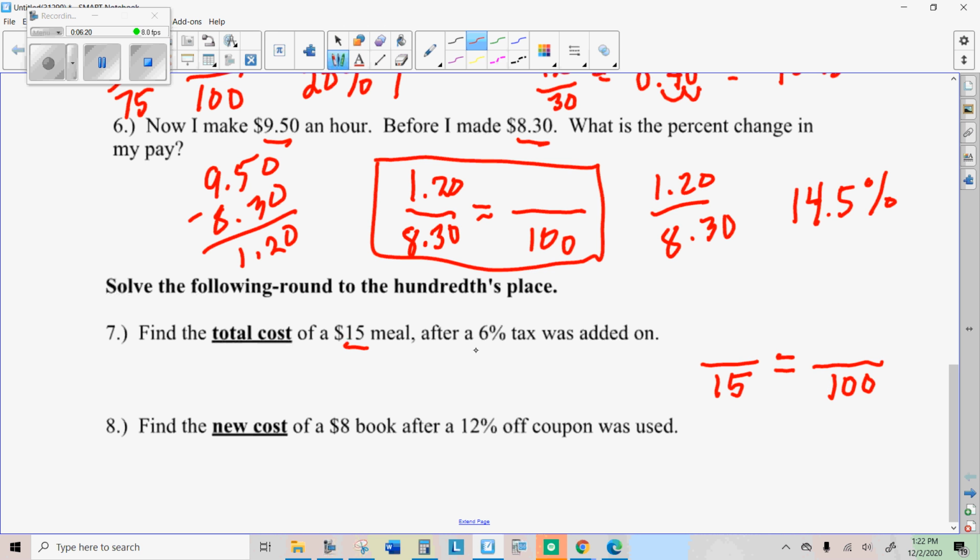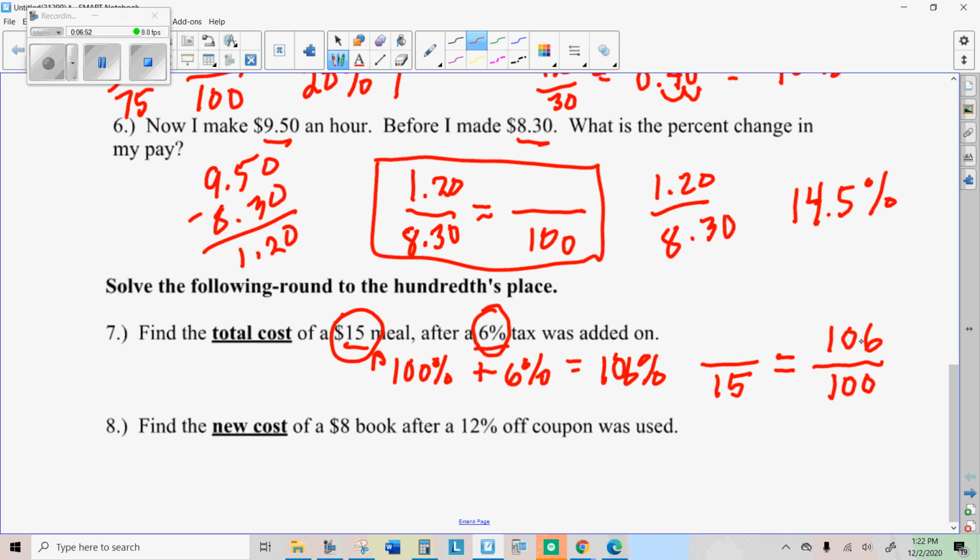Now, if you're adding 6% onto that, that means you have the meal plus an additional 6% added on. Okay, so if you just had the meal, it would be 100%. So this is your 100%. Since I'm adding 6% to that total, I'm going to have, in the end, 106% of the total. So that's what I want to use.